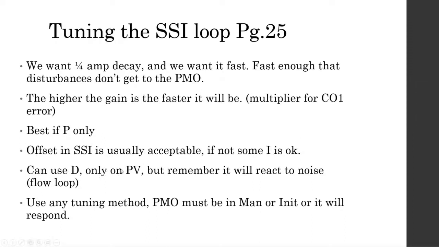If we use it on error, it will be very noisy. Remember, flow is very quick and we kind of get those jagged lines. And anytime that jagged line crosses the set point, it's going to create an error and that's going to make things messy. So derivative, you can use it, but you don't usually use it. So normally the secondary is going to be P only and pretty high gain. You can use any tuning method you want. The primary must be in manual or in init mode when you're tuning the secondary, otherwise it's going to respond to any adjustments that you make.